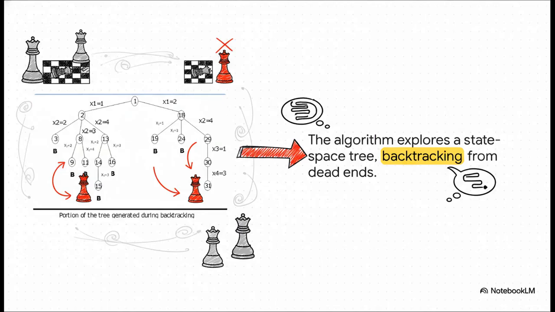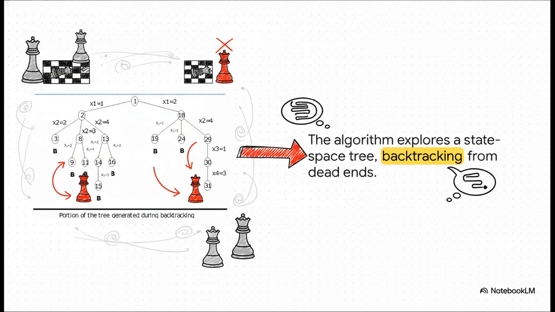Take a look at this diagram. This is basically a map of how the algorithm thinks. It sees the problem as a tree of choices. It starts going down one path, placing queens, but the moment it hits a spot where it's impossible to continue, you can see them here, marked with a B, it just stops.